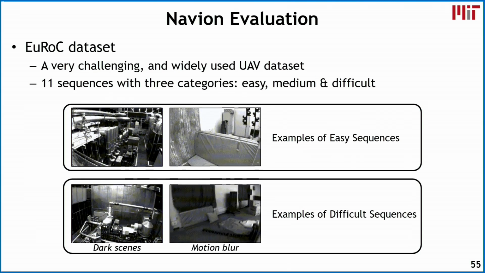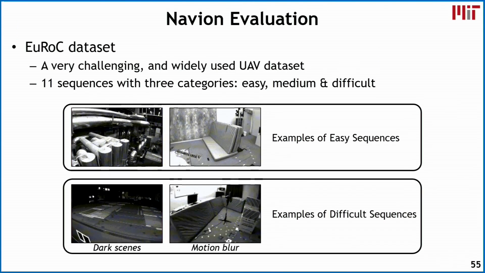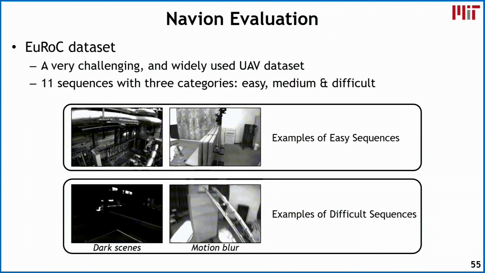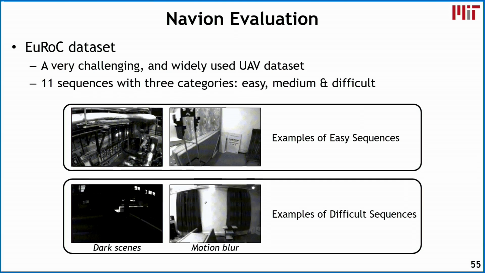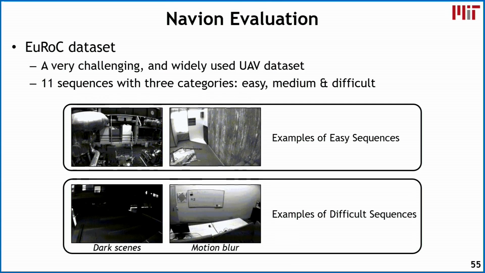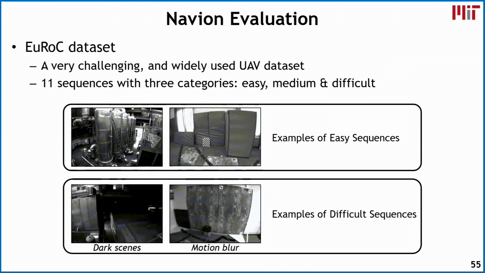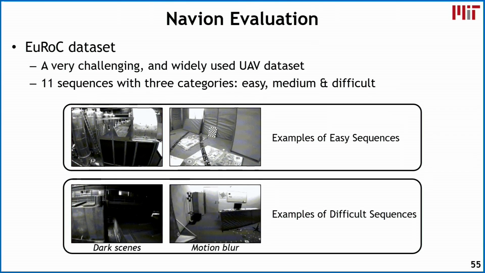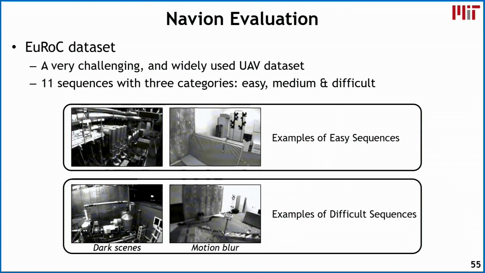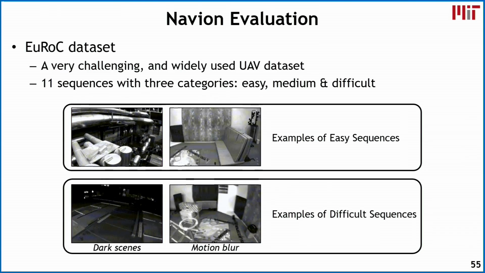So let's talk about how we actually evaluate this chip. We use the EuRoC dataset, which is a very challenging and widely used UAV dataset in the robotics community. It consists of 11 sequences in 3 categories: easy, medium, and difficult. You can see at the top row the easy sequences, where the drone is moving quite slowly and the features are pretty well defined. If you look at the bottom row, which is the difficult sequences, you can have very dark scenes, and a lot of motion blur if the drone is moving very quickly. The input of this EuRoC dataset is 752 by 480, which is why we sized the input of our chip like that.